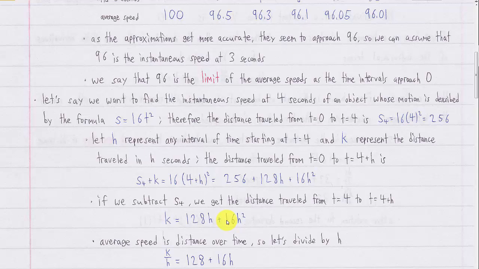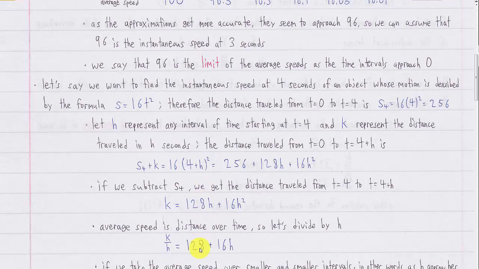Average speed is distance over time. So the average speed over h seconds is going to be k, the distance, divided by h. So we're going to divide both sides of this equation by h. And that gives us k over h, which is the average speed, equal to 128 plus 16h. So now we have the average speed for some random time interval, h.